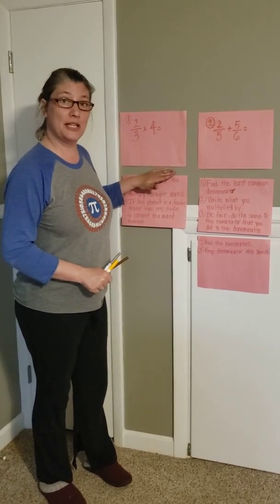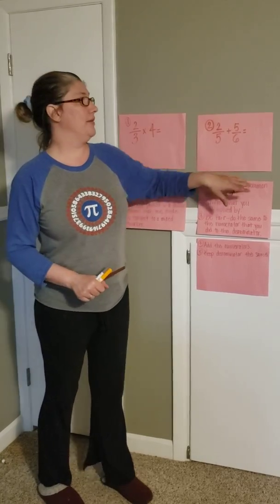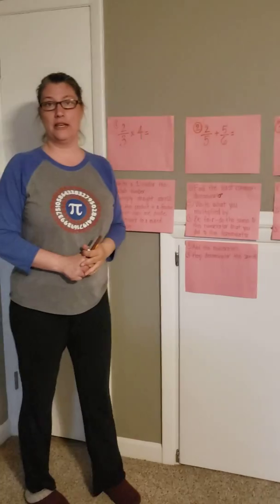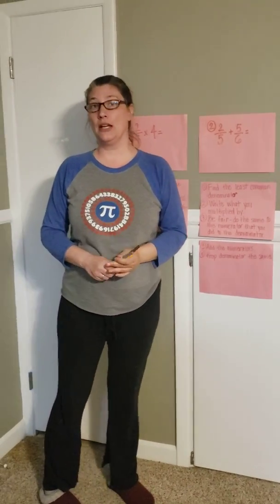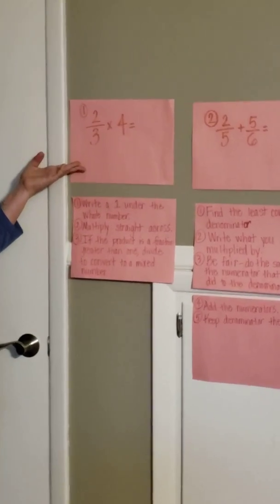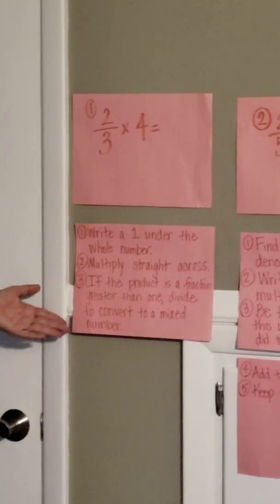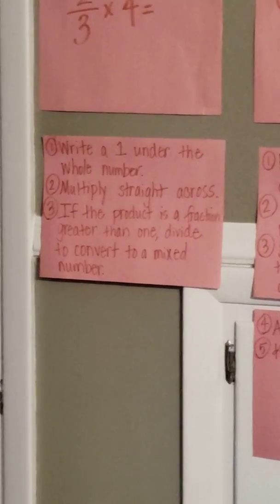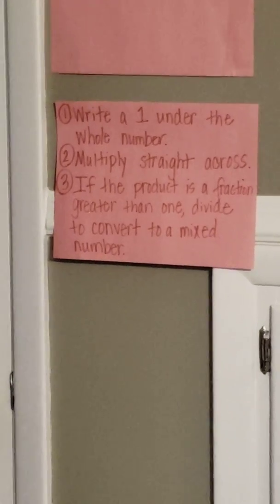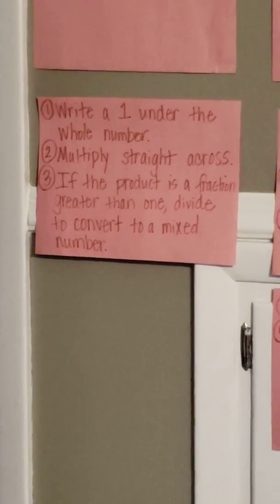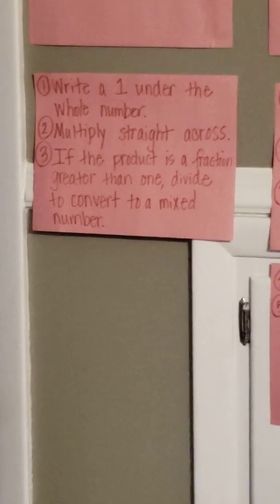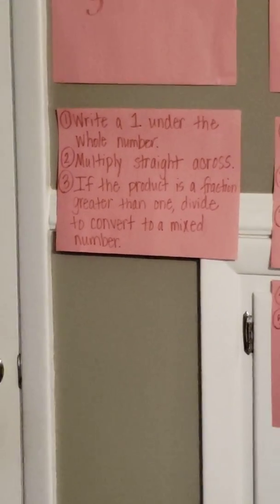Set your paper up just like you would normally, only zoom in. I didn't have room here for an I can or an I need statement, but be certain that you do that. All right, copy down number 1 and read the key statement. Write a 1 under the whole number. Multiply straight across. If the product is a fraction greater than 1, divide to convert it to a mixed number.